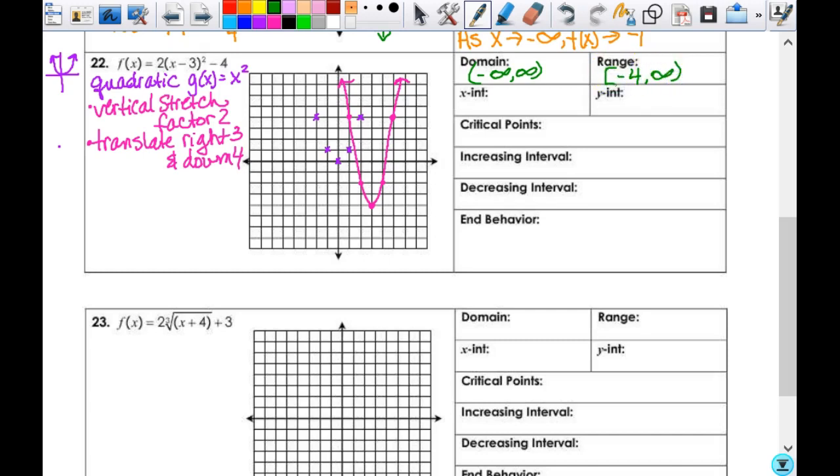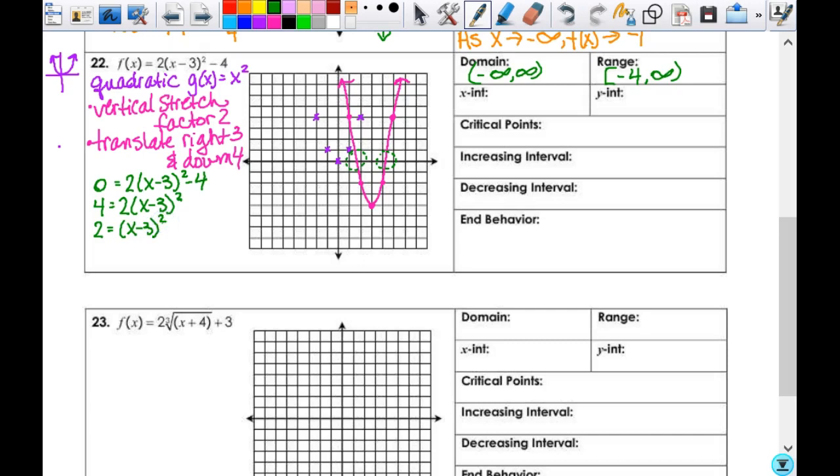My x-intercepts, okay, so I don't know what they are, but they're right here. I have 2 of them, and I do not get to guess off of my graph. My x-intercepts are the points where y is 0. So that means my y, which is my f of x, has to be 0, and that is equal to 2 times x minus 3 squared minus 4. I solve for x. I add 4 to both sides to get 4 equals 2 times x minus 3 squared. I divide by 2 and I get 2 equals x minus 3 squared.